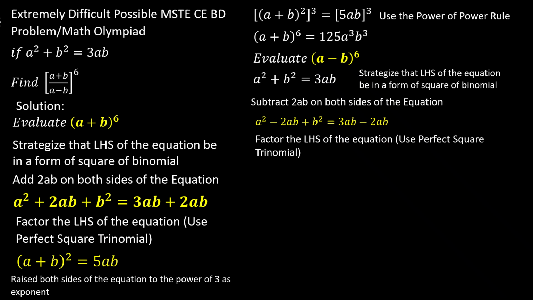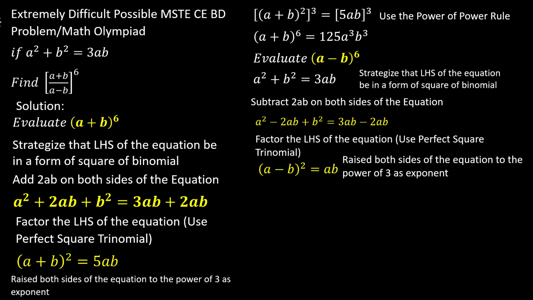Then, our next step is to factor the left-hand side of the equation by using the type of factoring perfect square trinomial, which means a squared minus 2ab plus b squared can be factored as the square of a minus b. But still, we have to simplify the right-hand side of the equation, 3ab minus 2ab. That is simply equal to ab. After doing that, now our equation is like this. The square of (a minus b) equals ab.